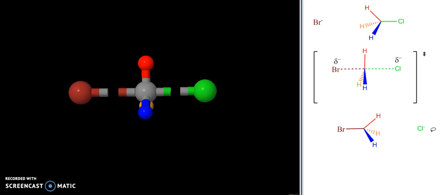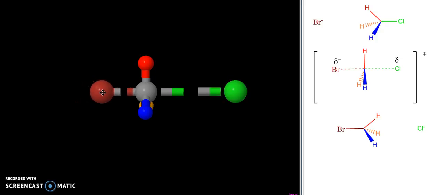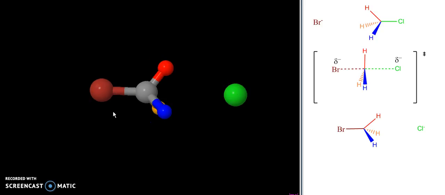is attached, the chloride has left, and the bromine is on the opposite side of the molecule from where the chlorine left from. We can look at our 3D model of this by saying the chlorine continues to move away from the molecule. The bromine continues to come in. These atoms continue going in this direction until this bond finally breaks and this one forms completely, so that we get something that looks like this.